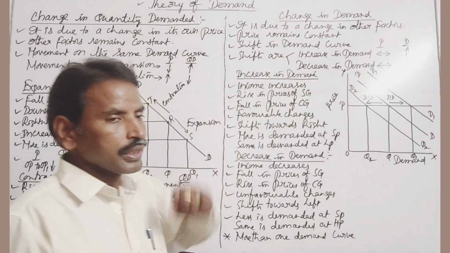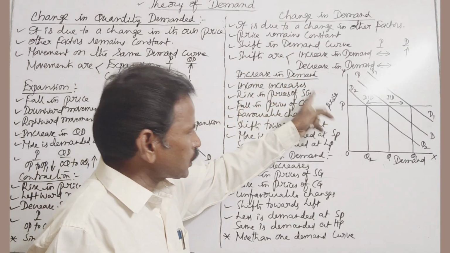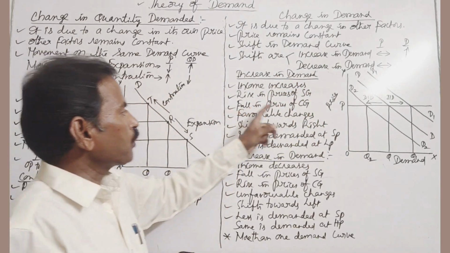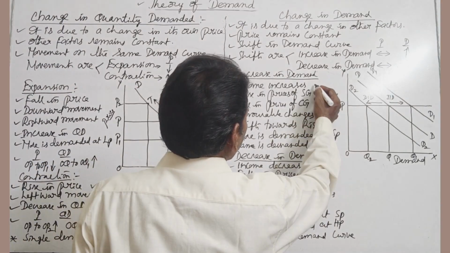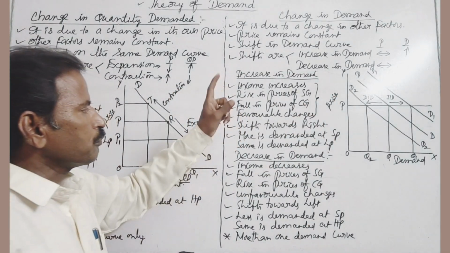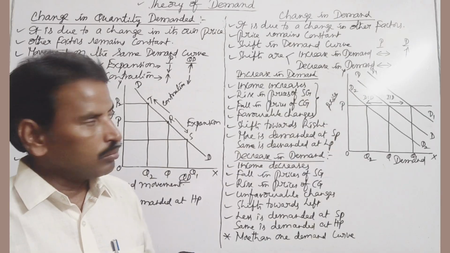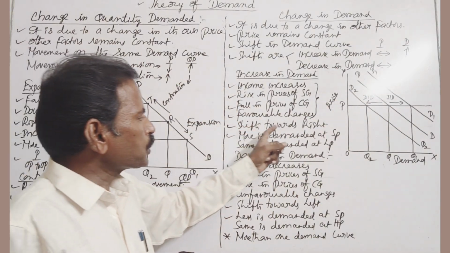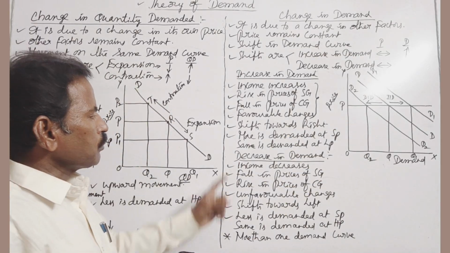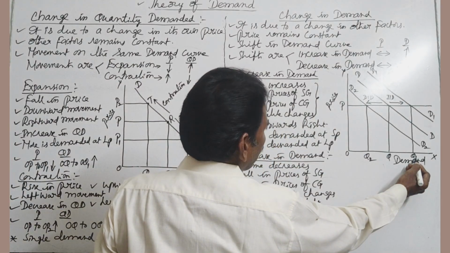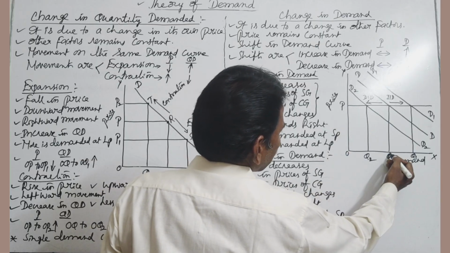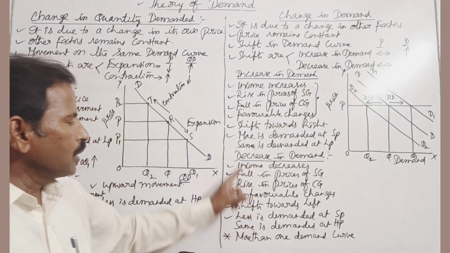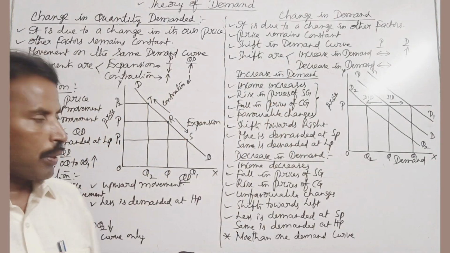Income increases, rise in prices of substitute goods, fall in prices of complementary goods, favorable changes. Because of these four reasons, demand increases. So D1 is the increased demand curve. It shifts towards the right direction. More is demanded at the same price, or the same is demanded at a lower price.